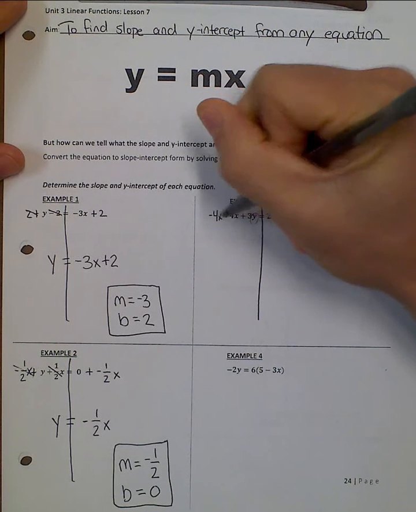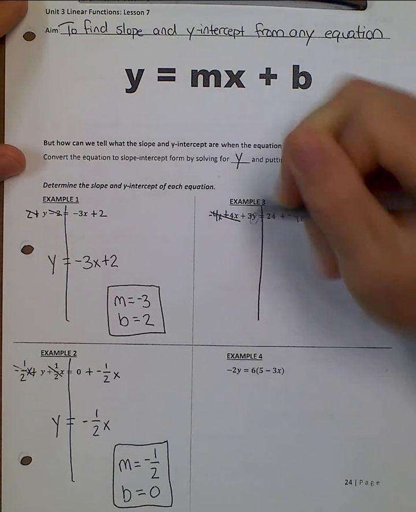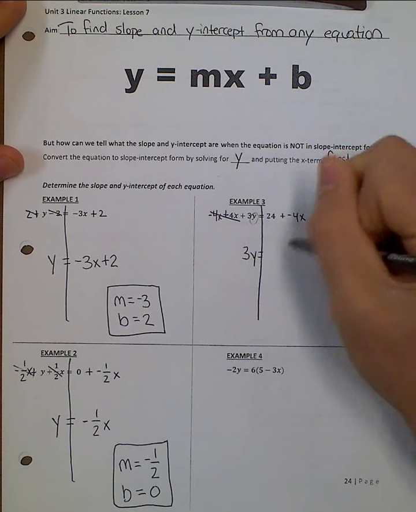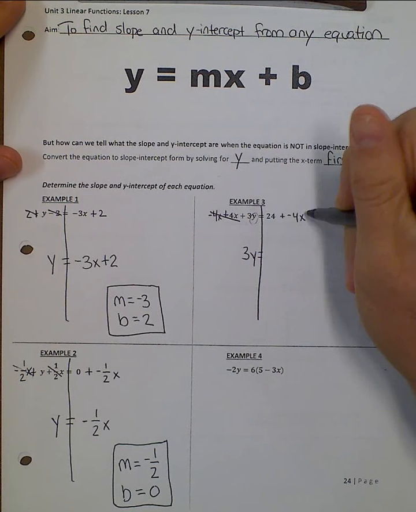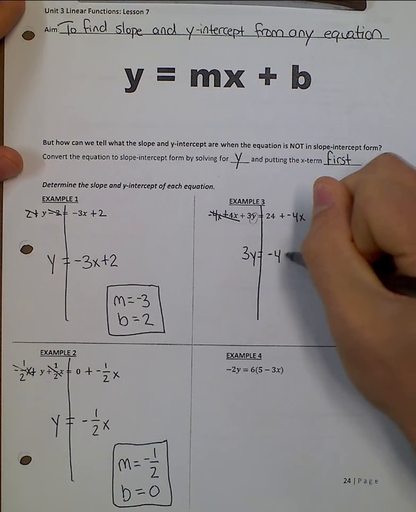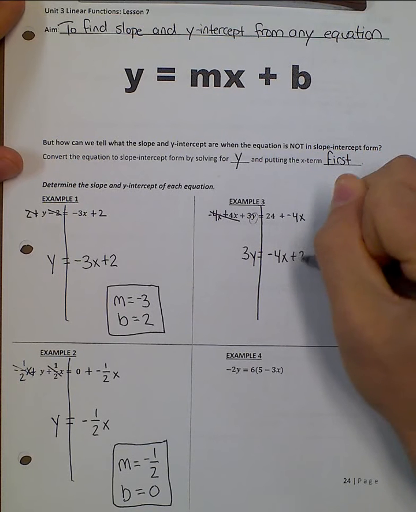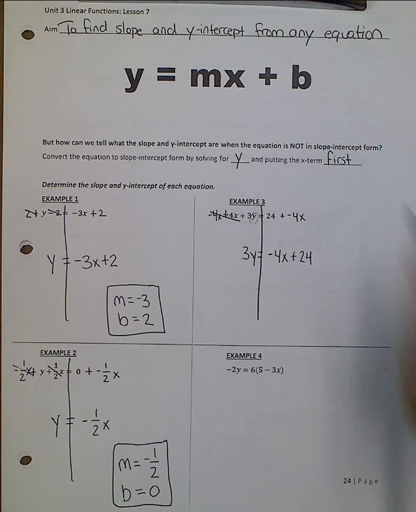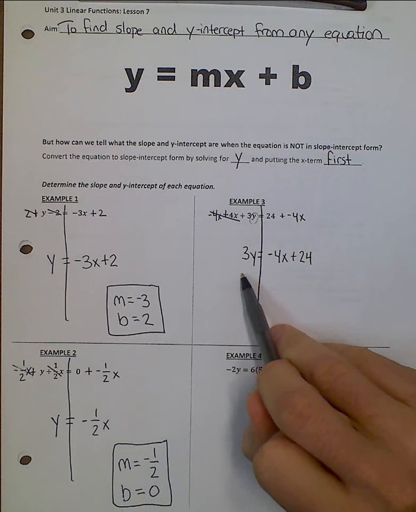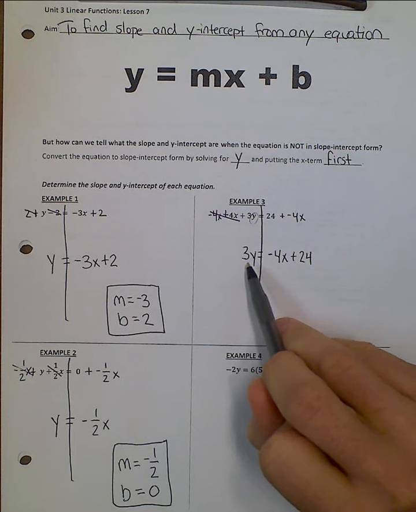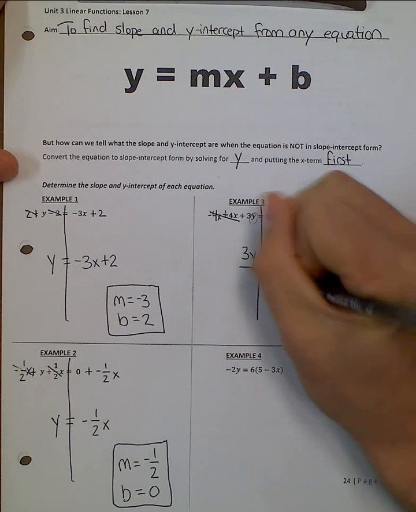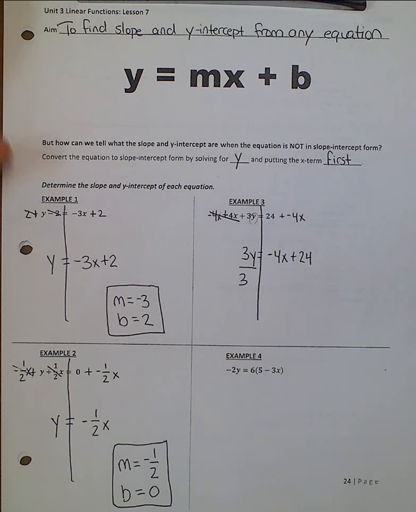Again, we get opposites that add to 0. Now I'm left with 3y. I'm going to have to do a little bit more work. And again, I can switch this order to help myself out. I always like the x term to come first: negative 4x plus 24. And lastly, I want to get rid of the 3. So this is something new in this video. 3 times y, think opposite: divide by 3.